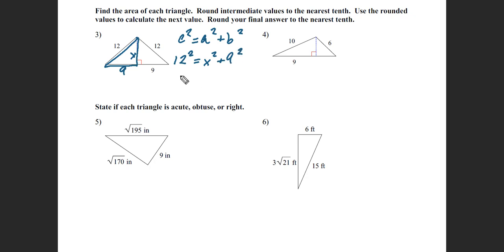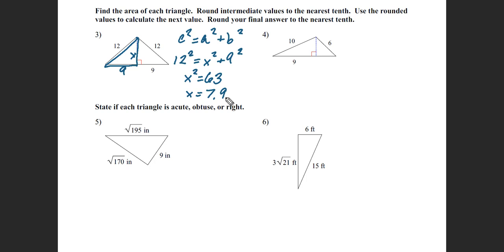All right, so from here, if we solve for x squared, we'd have 12 squared minus 9 squared, which would give us 63. And notice this says round intermediate values to the nearest tenth, and then round your final answer to the nearest tenth. So we're actually going to round this value. So when we take the square root, we're going to round this to the nearest tenth, which is 7.9.